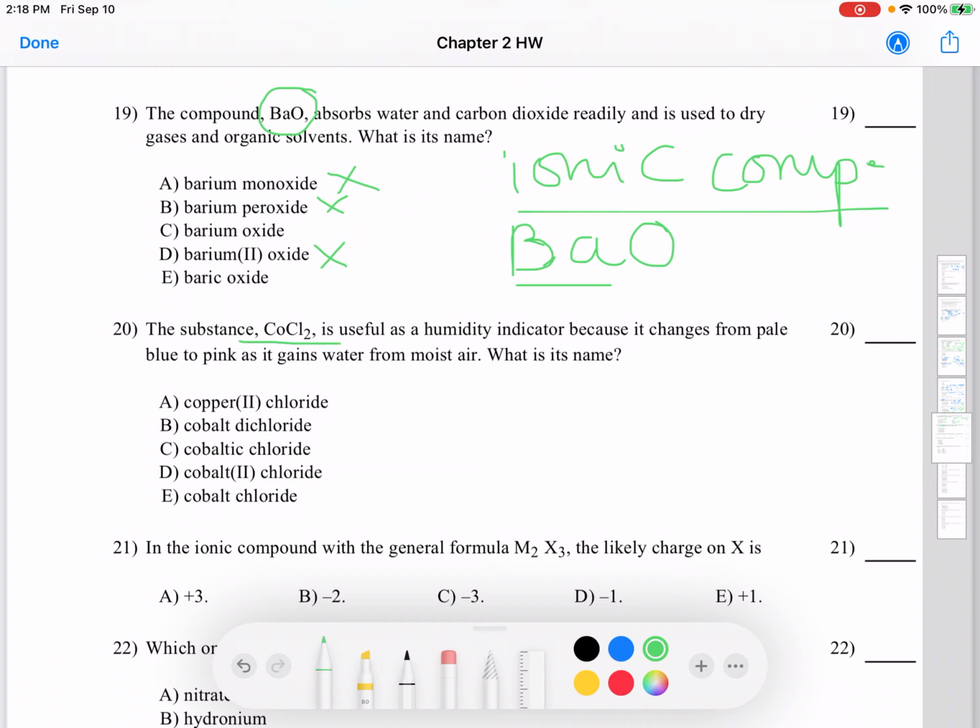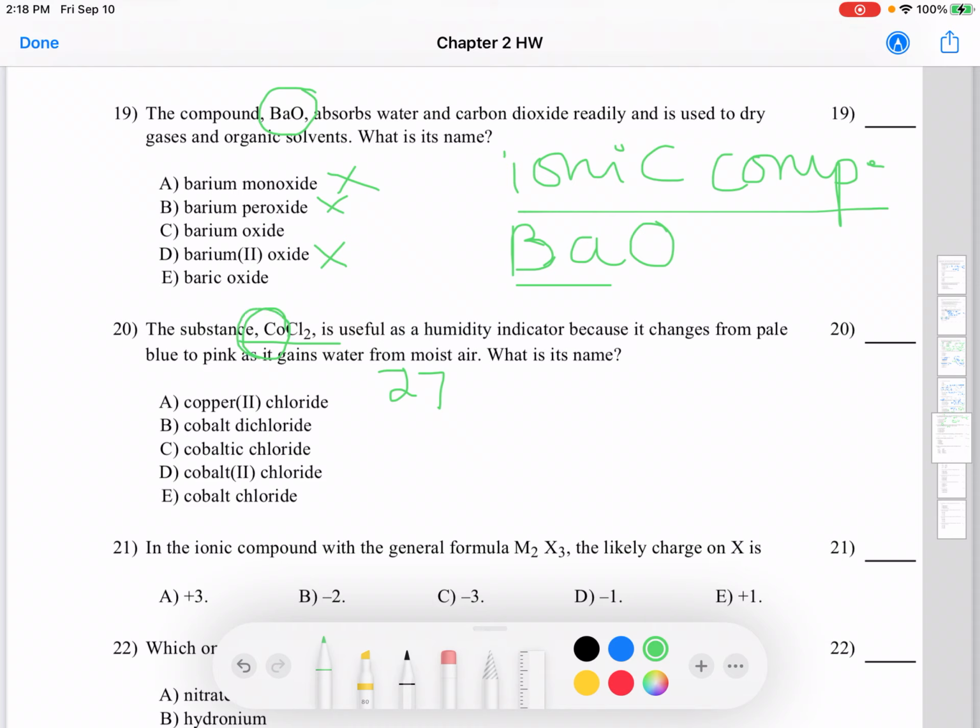Now the name of this one, COCl2. You locate where the cobalt is in your periodic table. You find cobalt, atomic number 27. Is it a metal or a non-metal? Cobalt is a metal because you find it on the left side of the periodic table from that zigzag line. But cobalt is not a main group element. It's a transition element. So for cobalt, we need to figure out its oxidation number or charge, and we have to put that in our name.